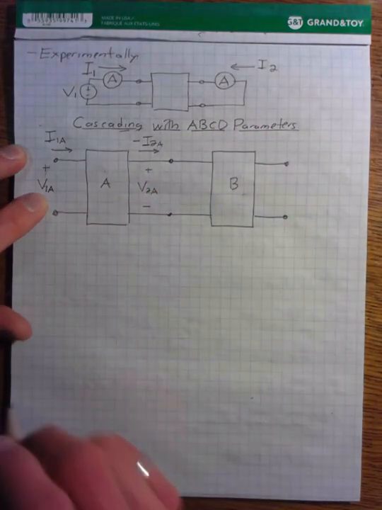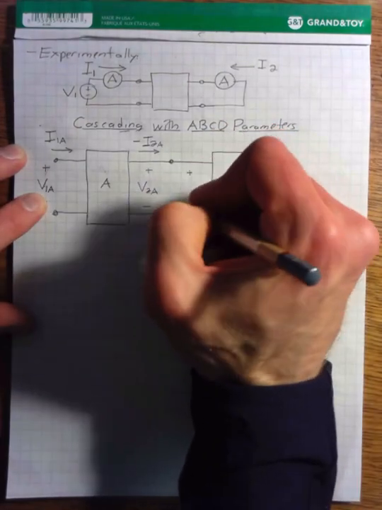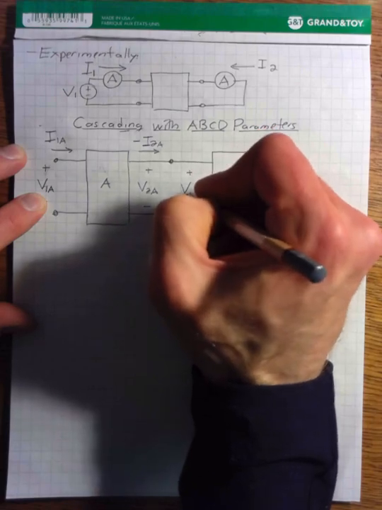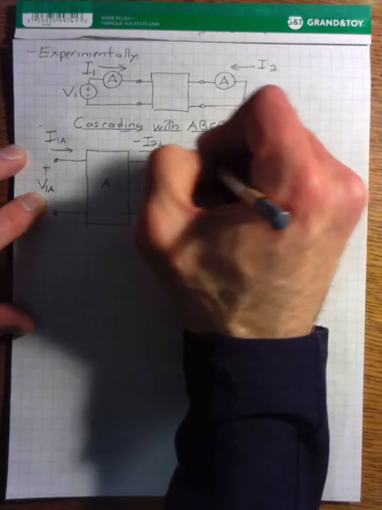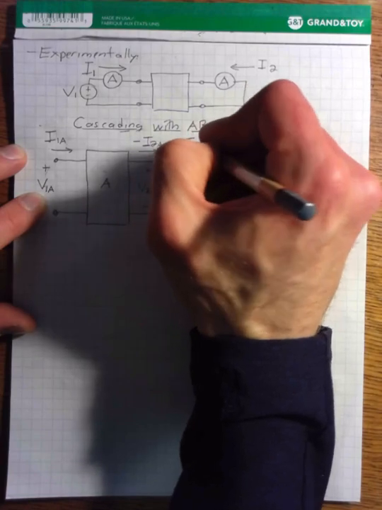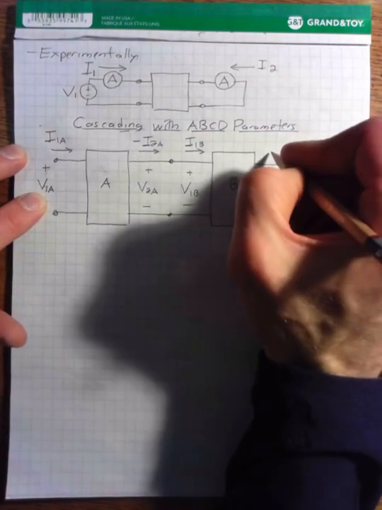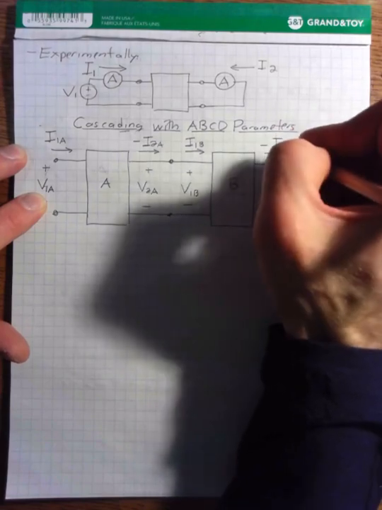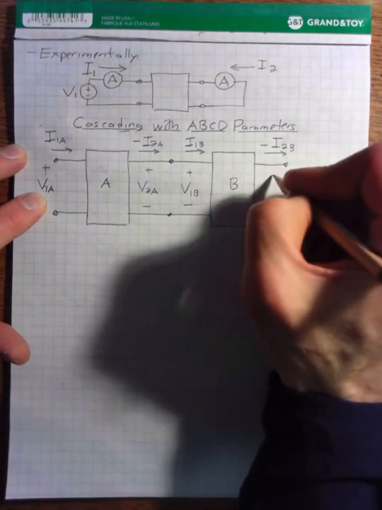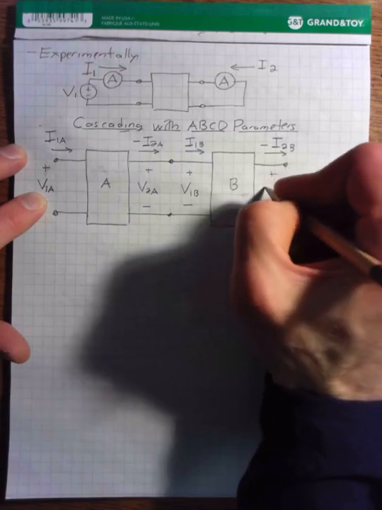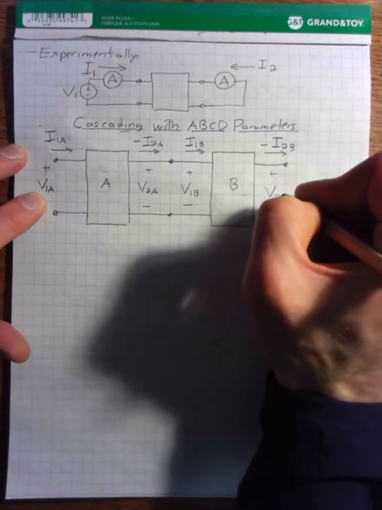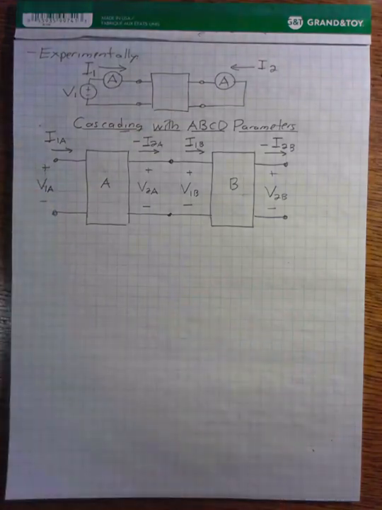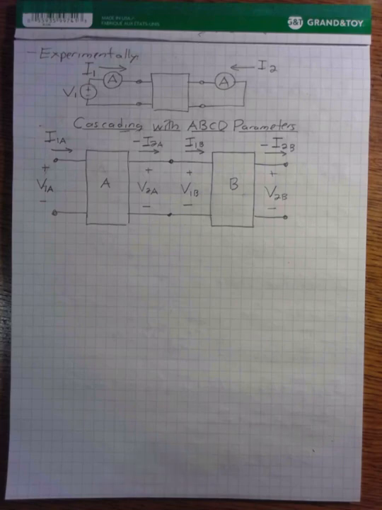At the input to B, we have an input voltage V1B and an input current I1B. At the output, we have a current minus I2B, and we have a voltage V2B. Okay, so we can write our ABCD matrix equations.